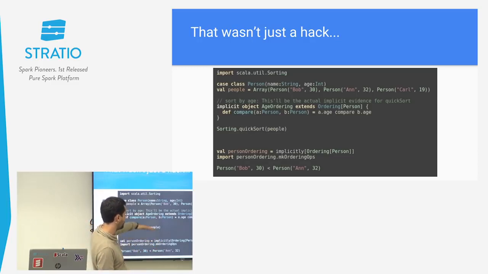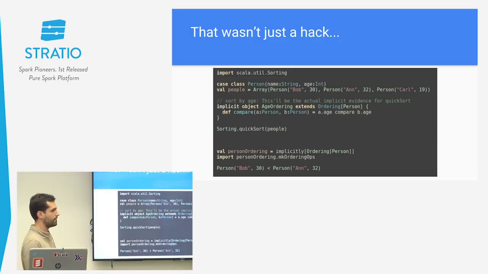This is like another example. We have an implicitly ordering person. That's like asking the compiler to give you that behavior, and you're using it just to compare two instances instead of using it in quicksort. And that's a flavor of expanding functionality using implicit. There is another. It's a little bit more complex.